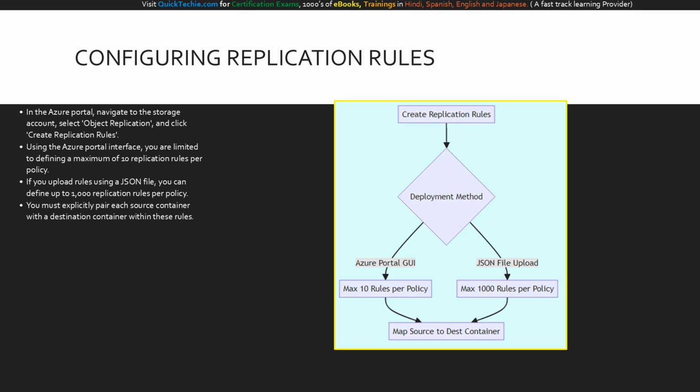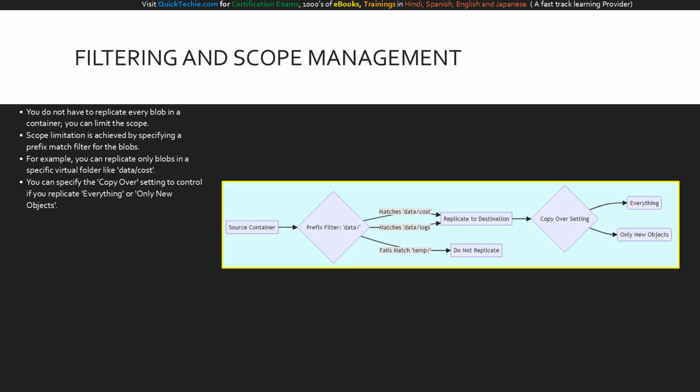Often, a container holds vast amounts of data, but you only need to replicate a fraction of it. Object replication allows you to limit the replication scope, so you don't waste bandwidth and money. You limit the scope by specifying a prefix match filter for the blobs within your rules. For example, if you have a massive container but only want to replicate financial data, you can set a prefix filter like data/cost/. Azure will only copy blobs that match that exact prefix path.